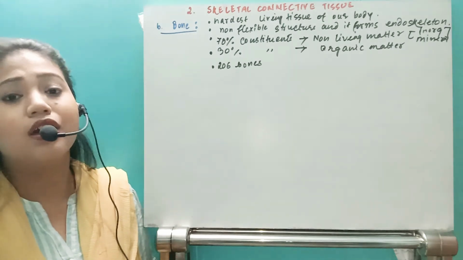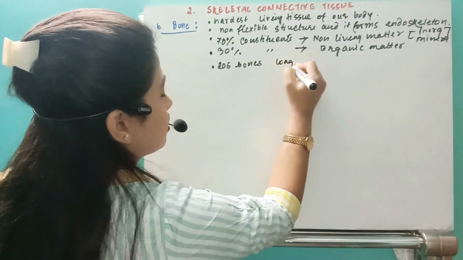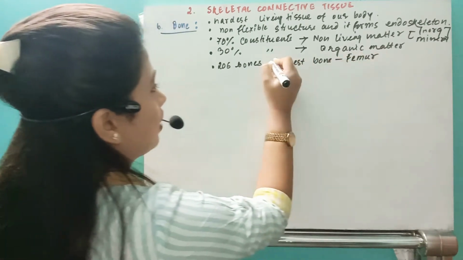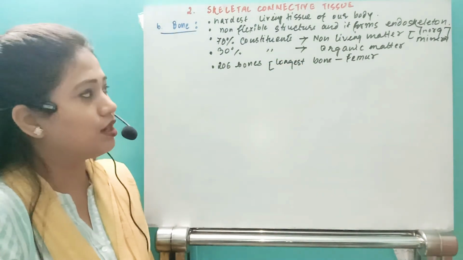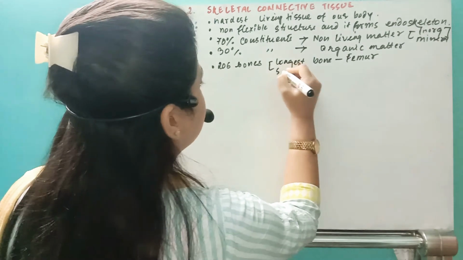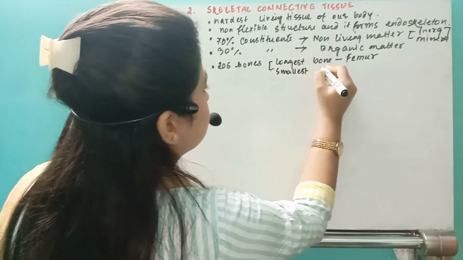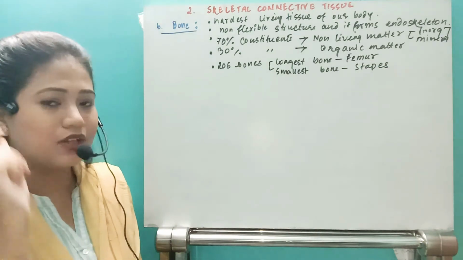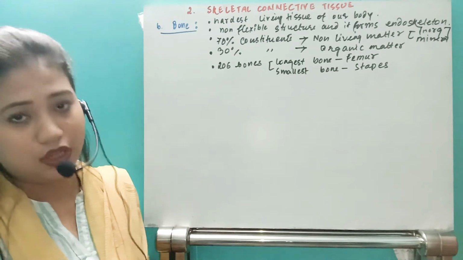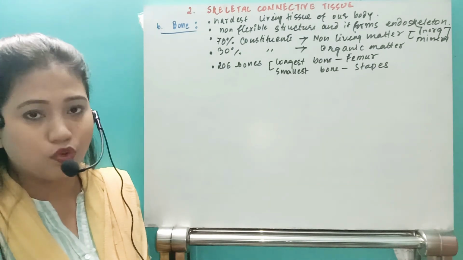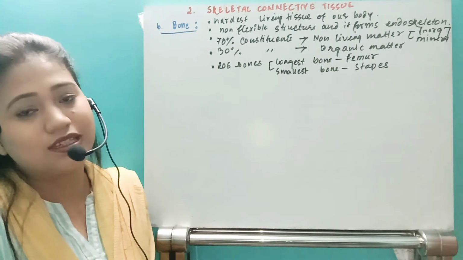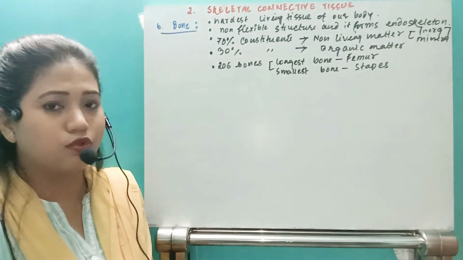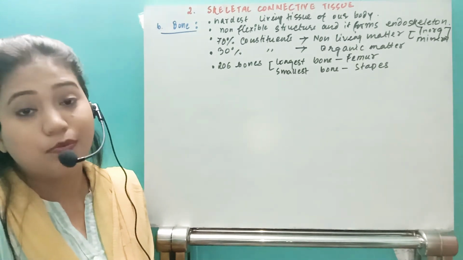We should know what is the longest bone. The longest bone is the femur, right? Femur means our thigh bone. This is the longest bone. And what is the smallest? The smallest bone is the stapes. The stapes is present in the middle ear, and in the middle ear we have three bones: malleus, incus and stapes. The stapes, the third ear ossicle, is the smallest bone. Remember that this is also an important point.